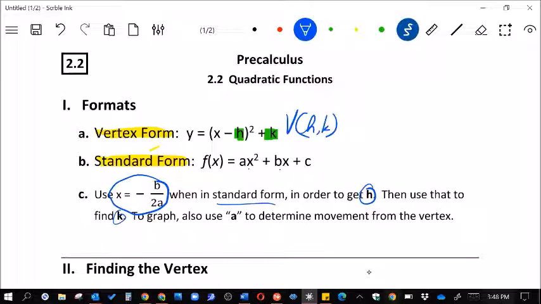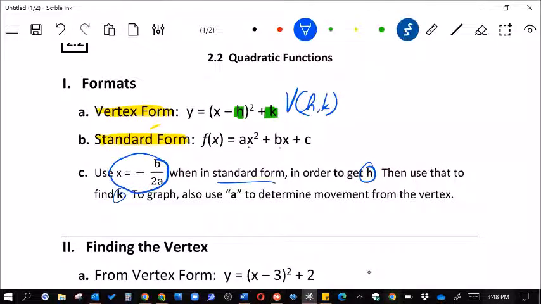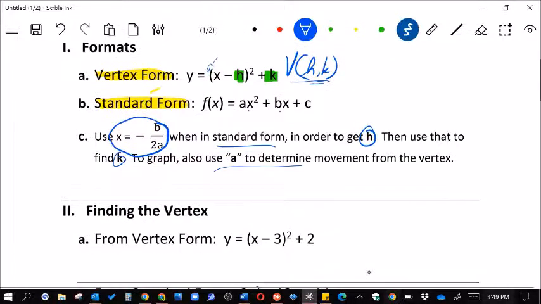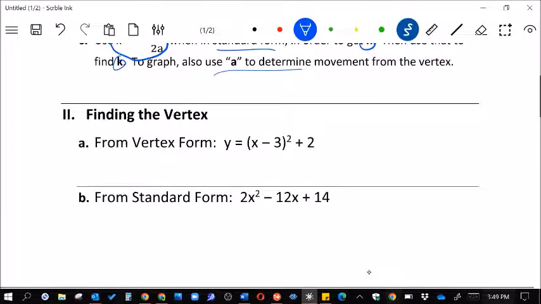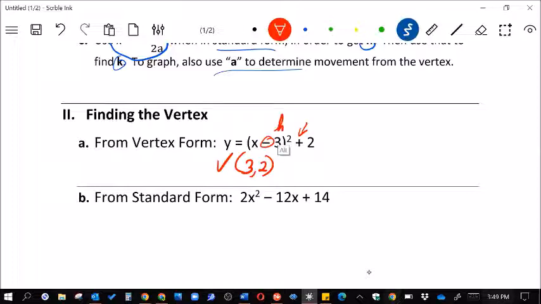Now, if we were to graph it, the a here would help you with adjusting from the vertex, which is why I put that part there. What we're going to focus on right now is finding the vertex in both of these. First one, take the opposite sign, so we have a positive 3, and we keep whatever sign is there for the k. So the vertex for this one is 3 and 2, simply because that's h and that's k.